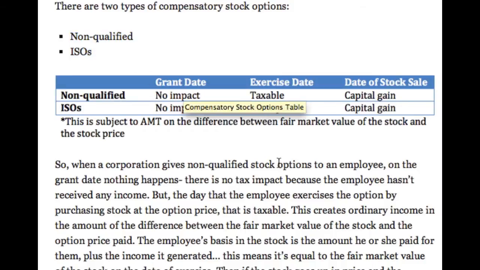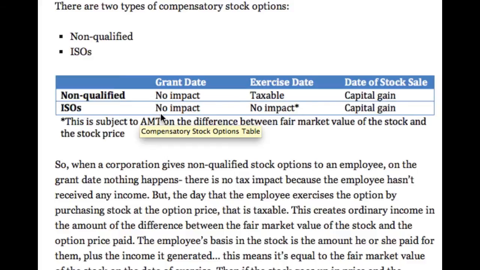Now, the tax consequences on the grant date, the exercise date, and the date of the stock sale are a little bit different. Non-qualified: on the grant date, when the stock options are given to the employee under a non-qualified stock option, there's no impact. On the exercise date, that is taxable, and on the date of the stock sale, there's capital gain. I'll explain these in detail in just a minute.